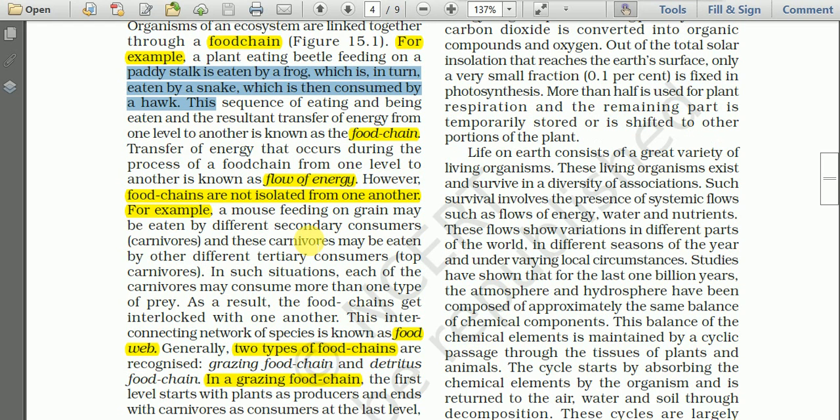Then let us continue. Are you clear? Do you have any question regarding food chain?